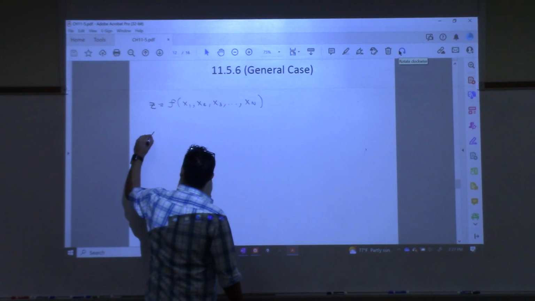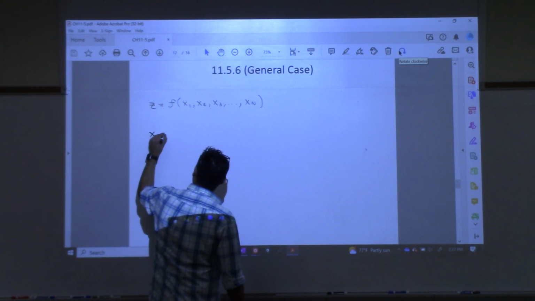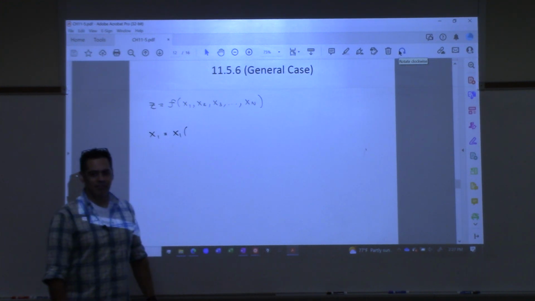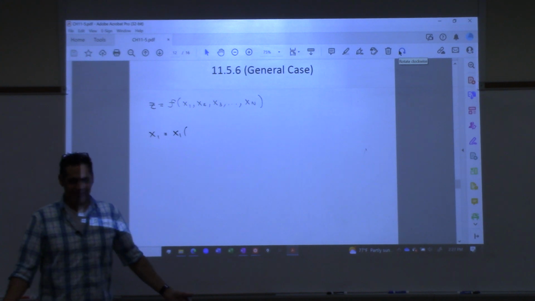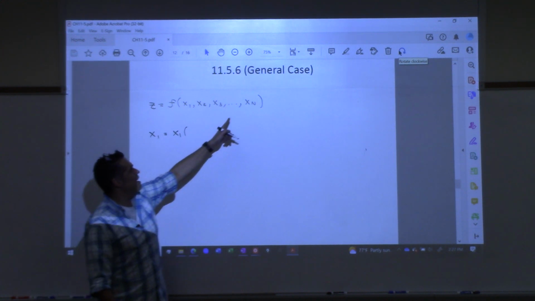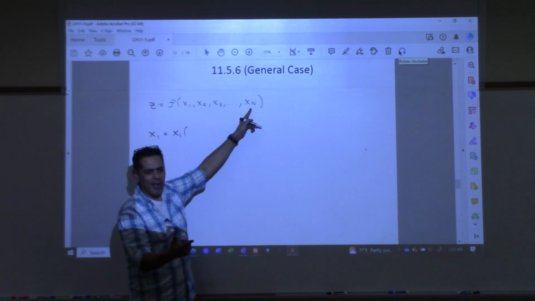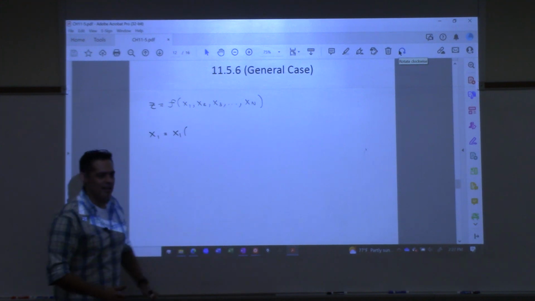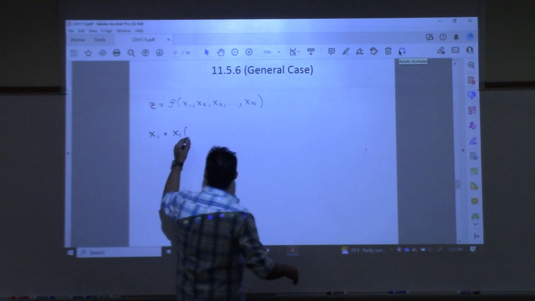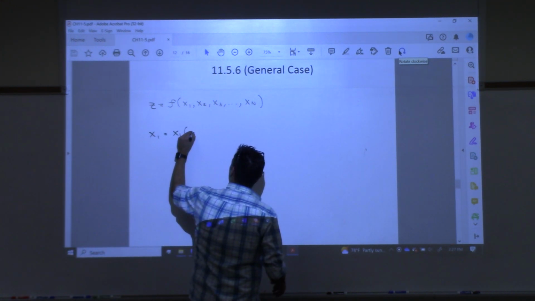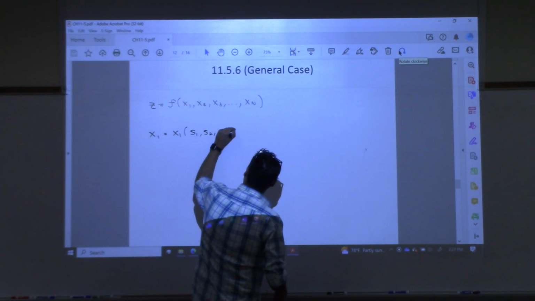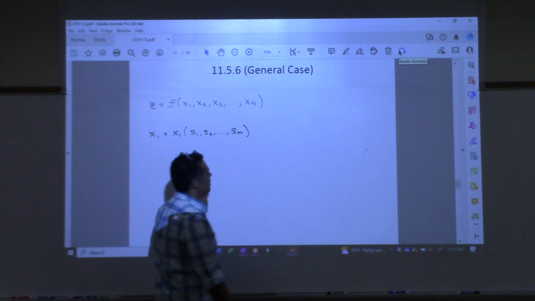Now, what if I tell you that x1 is some function of how many variables? Let's not use n because they don't have to be the same. Did you say m or n? I said m. M, okay, sorry, I heard n. Yeah, this could be a function of m variables. Let's call them S1, S2, to S sub m, something like that.